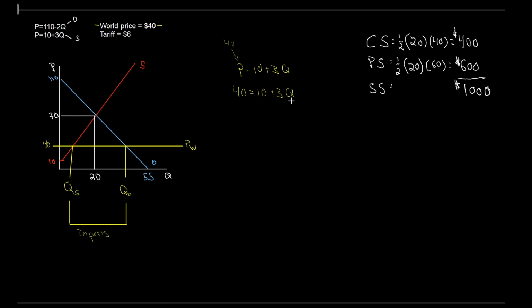Okay, now we want to do some algebra to solve for the Q, so let's isolate it. Let's bring the 10 over. So we're going to have 30 equals 3Q. Divide both sides by 3, and I get 10 equals Q.